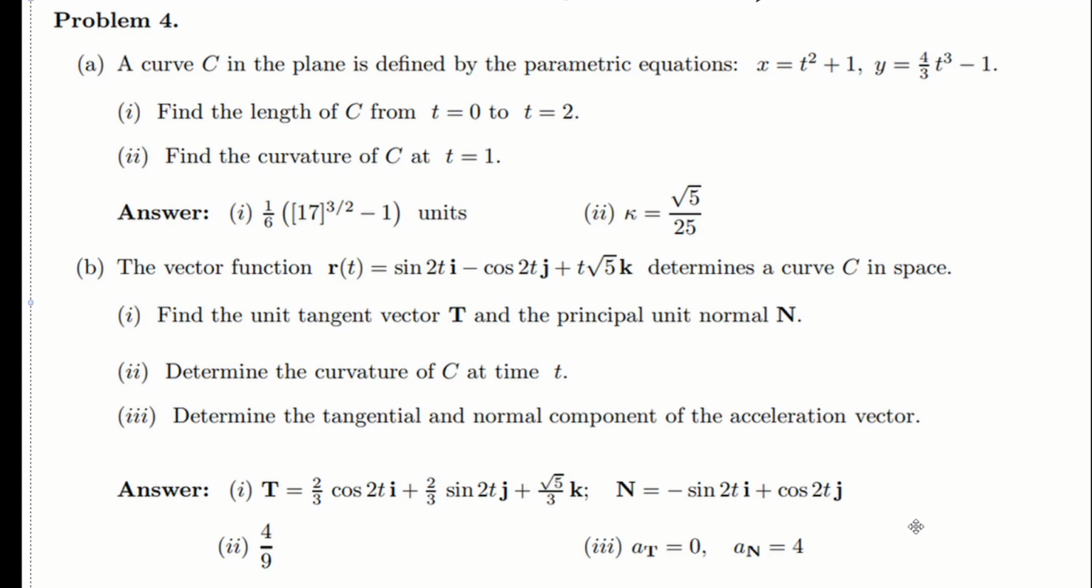Okay, problem number 4. Let's see, a curve C in the plane defined by the parametric equations. Find the length. Okay, so arc length and find the curvature. Okay, vector function determines a curve. Find the unit tangent vector, the principal unit normal vector. Determine the curvature. Determine the tangential and normal components of the acceleration vector. I see, okay.